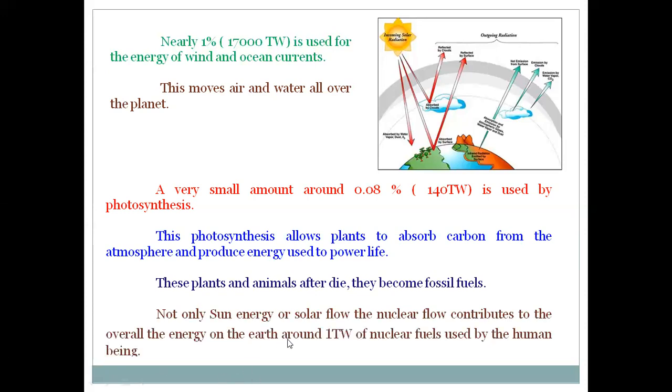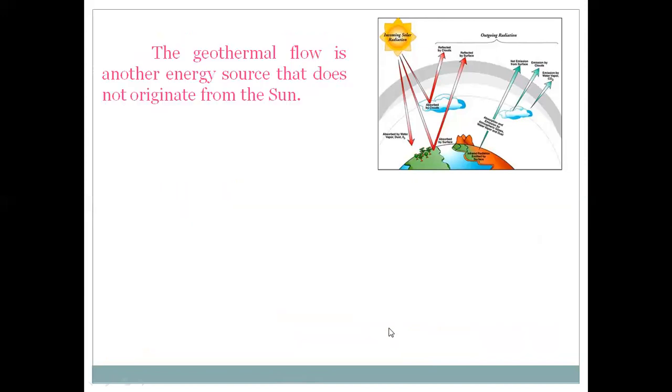Not only solar energy, the nuclear fuel also contributes to the overall energy on the earth. Around 1 trillion watt of nuclear fuel is used by human beings. We know there are nuclear fuels, that is uranium, thorium, plutonium. These are all contained in the earth's crust. By using these, we are producing power of nearly 1 trillion watt.